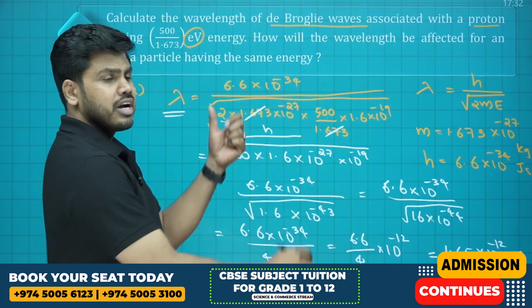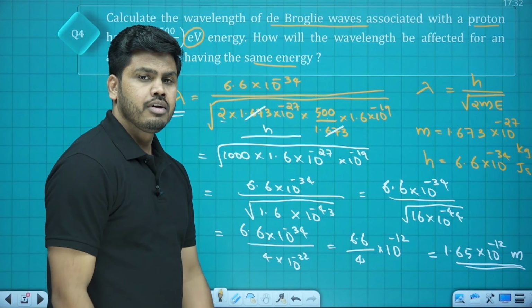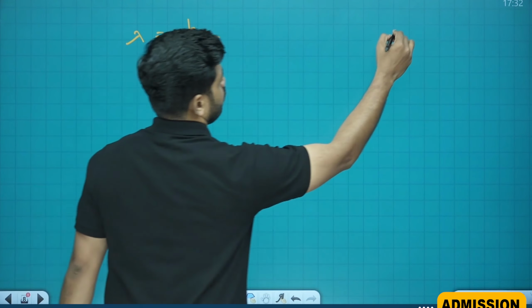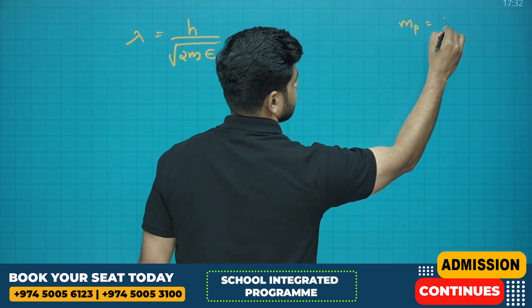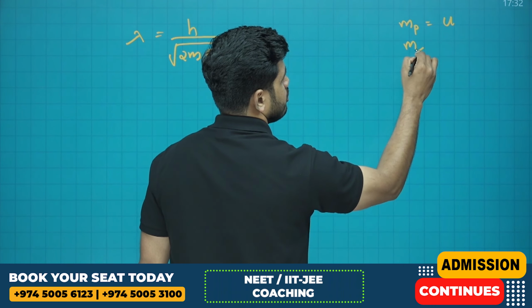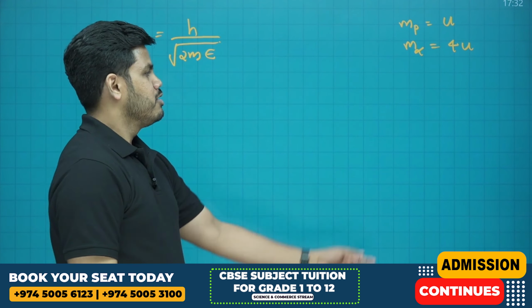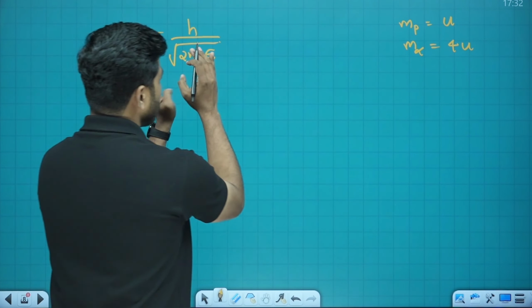We are going to consider the same energy as per the question. The only difference is in mass. If it is a proton, we know the mass of a proton is just 1 atomic mass unit, but the mass of an alpha particle is going to be 4 atomic mass units. That will be the only difference.